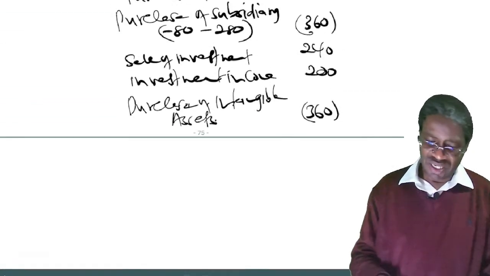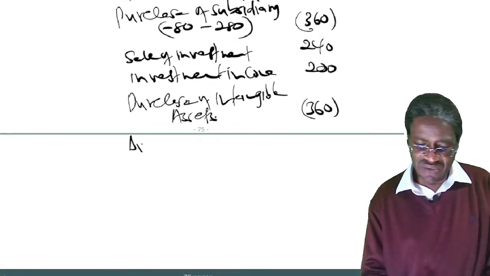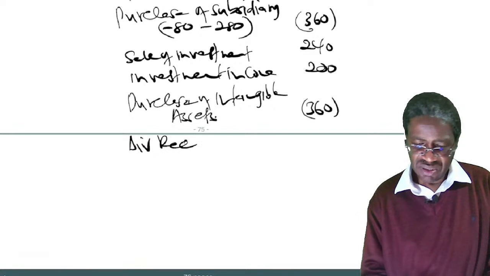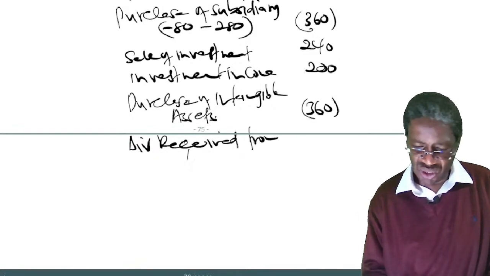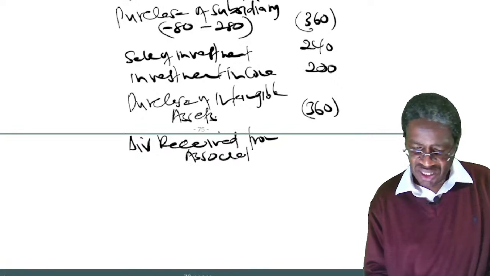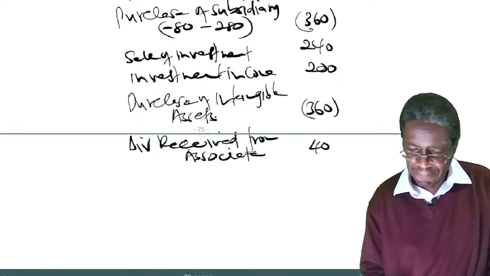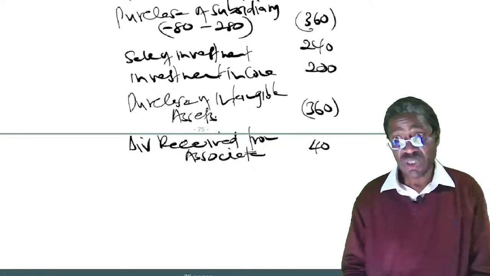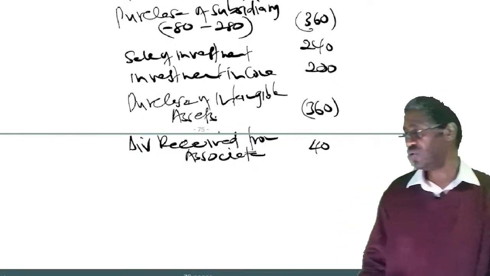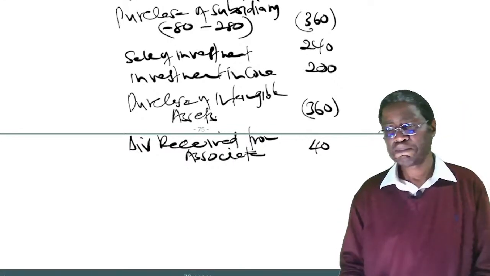Good. Let's bring it. So we come and see a dividend received from associate. That amount of 40. It's an inflow. It is an inflow.